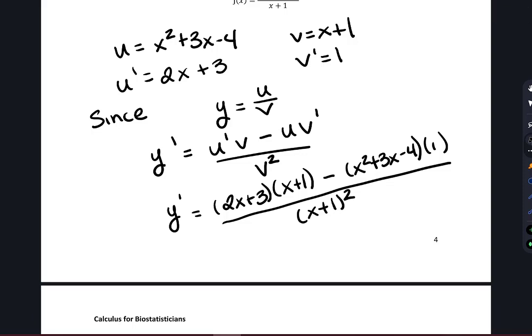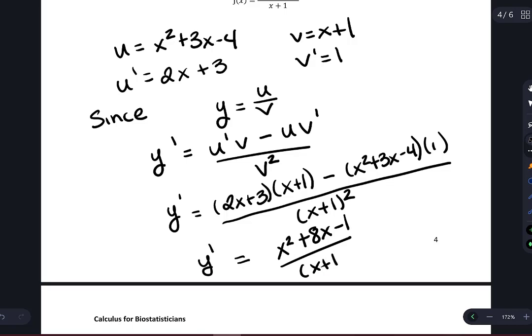And then, as usual, we do want to make sure that we go through and simplify this as much as possible. What you will typically find is you're going to be able to simplify the numerator, but not always the denominator. So here, if we simplify, you should find this is equal to x squared plus 8x minus 1 divided by x plus 1 squared.